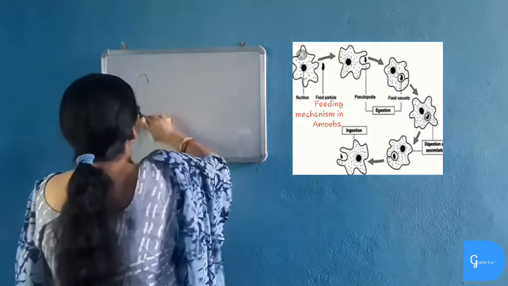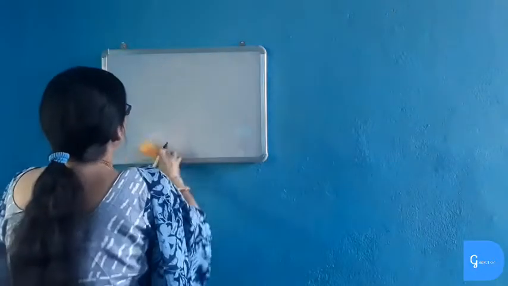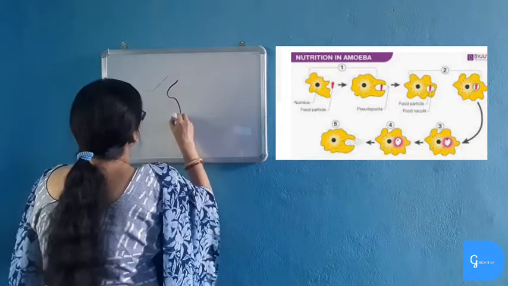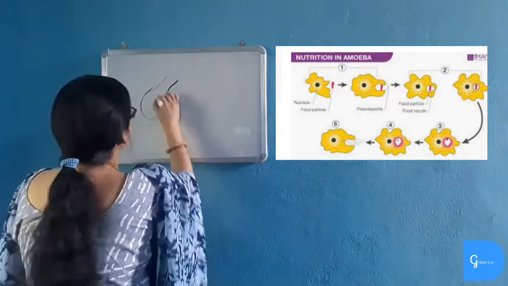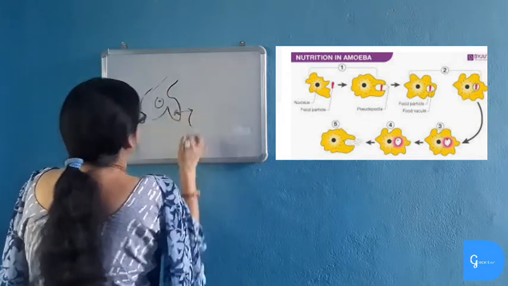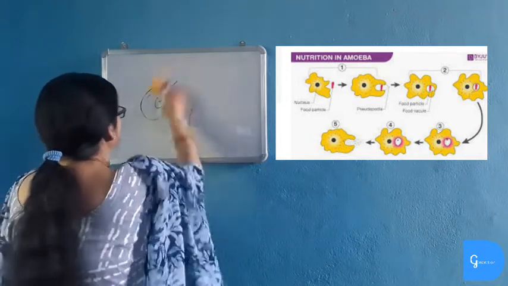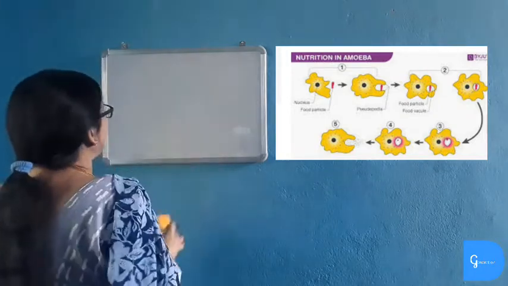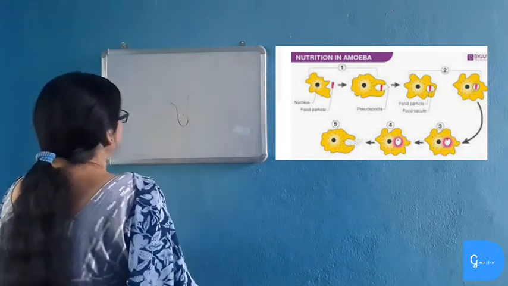Now for egestion, or removal of undigested food, they don't have an anus. So for removal of undigested food, egestion takes place, which is known as exocytosis. The undigested food comes near the cell membrane of the amoeba, and from there the cell membrane ruptures and the undigested food comes out into the surroundings, and then it again forms its original shape. So in amoeba the mode of nutrition is holozoic, which is known as phagocytosis, and removal of undigested food is known as exocytosis.